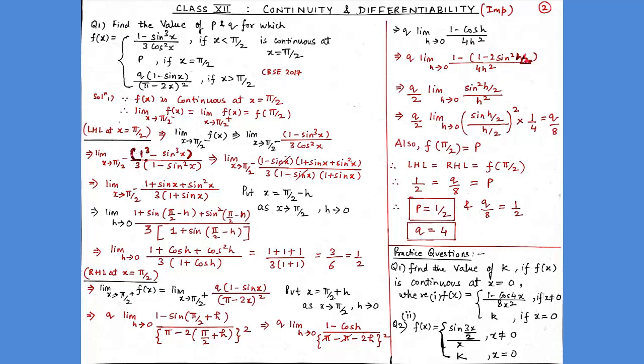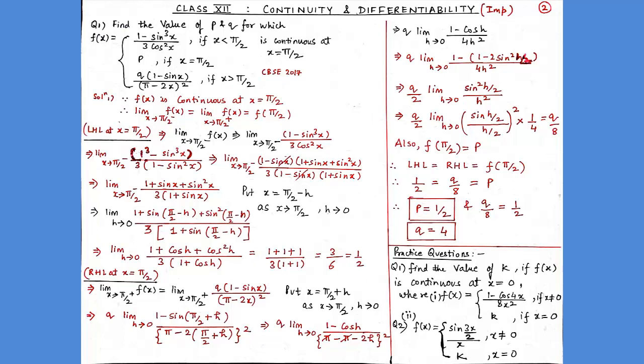Therefore students, we can write limit h tends to 0, (1 plus sin(pi by 2 minus h) plus sin square(pi by 2 minus h)) upon 3 into (1 plus sin(pi by 2 minus h)), where in place of x, we write pi by 2 minus h. So from here, we know that sin(90 minus theta) is equal to cos theta. Therefore students, we get limit h tends to 0, (1 plus sin(pi by 2 minus h), which is equal to cos h, and then plus sin square(pi by 2 minus h), which is equal to cos square h) upon 3 times (1 plus sin(90 minus h), which is cos h).